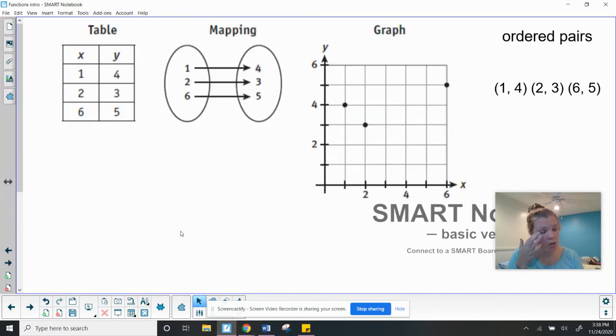There are 4 ways of showing a relation or a function, and these are the 4 ways. You can write it in a table with the x values and the y values, or the inputs and the outputs, or the domain and the range. You can show them in a mapping. You can show the points in a graph like this, or you can just list the ordered pairs. Again, so 1, 4: 1 goes to 4, over 1, up 4, and then the ordered pair, 1, 4. The next one, 2, 3: 2 goes to 3, the ordered pair, over 2, up 3, and then 2, 3. So those are the 4 different ways of representing a relation.